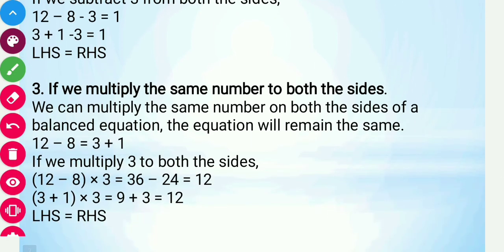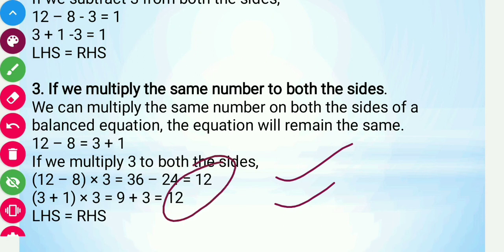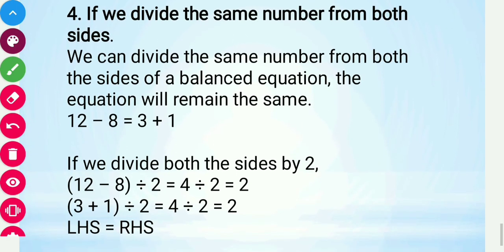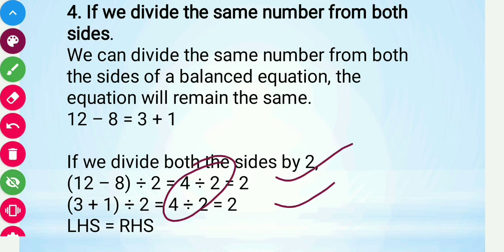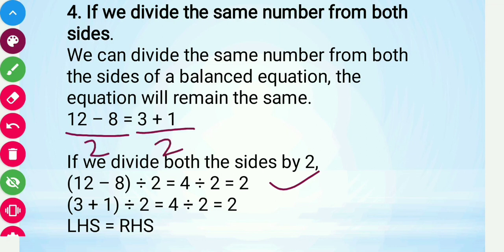Again, if we multiply the same number to both sides, friends, here I have decided to multiply by 3 on both sides. 12 minus 8 into 3, I'll get 12, and 3 plus 1 into 3, again I'll get 12. In this case 12 is equal to 12, meaning LHS is equal to RHS. And if we divide both sides by the same number, you can see here I have decided to divide by 2 here and by 2 here. In this case I'll get a 2 here and a 2 here, meaning our LHS is equal to RHS.